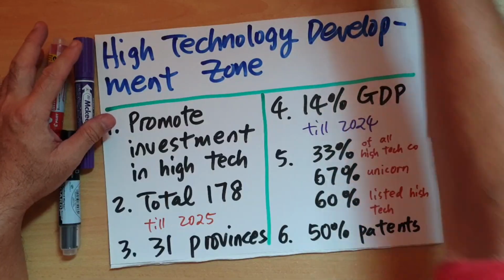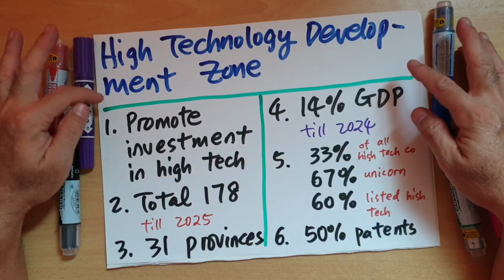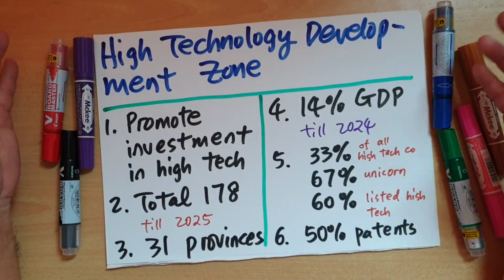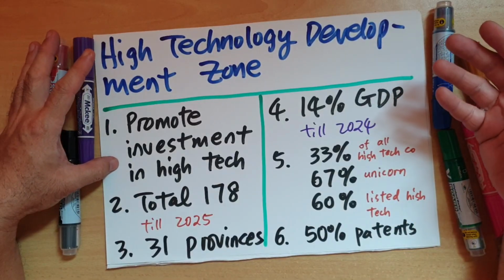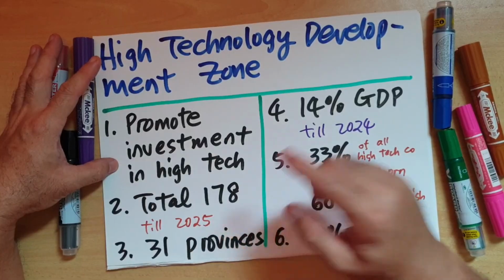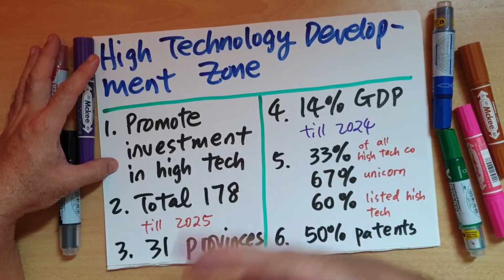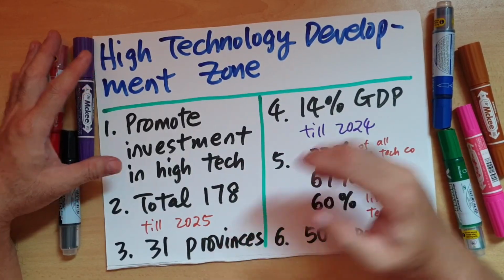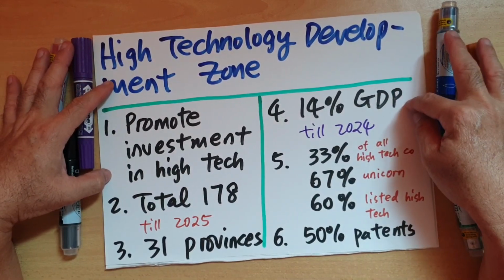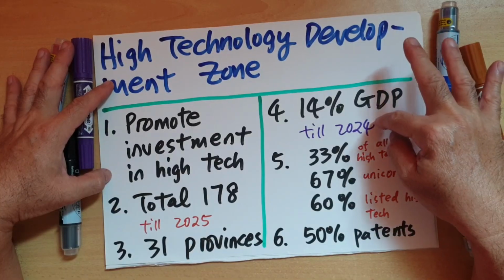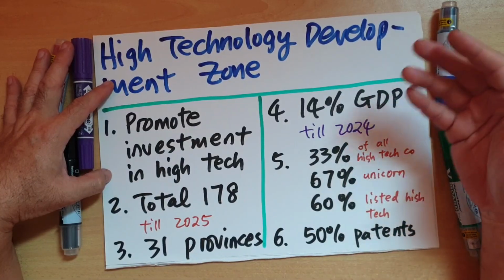The next zone that I'm going to talk about is the high technology development zone, in Chinese called 高新开发区. Of course, as the name implies, this is to promote investment in high tech. Up to the year 2025, there are altogether 178 of them, spread over 31 provinces. In terms of contribution to China's GDP, 14% of China's GDP for the year 2024 comes from this high-tech zone, in Chinese called 高新区.